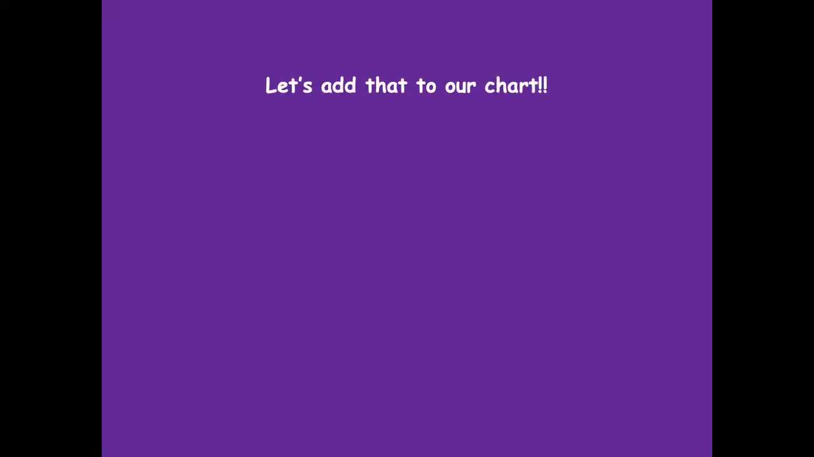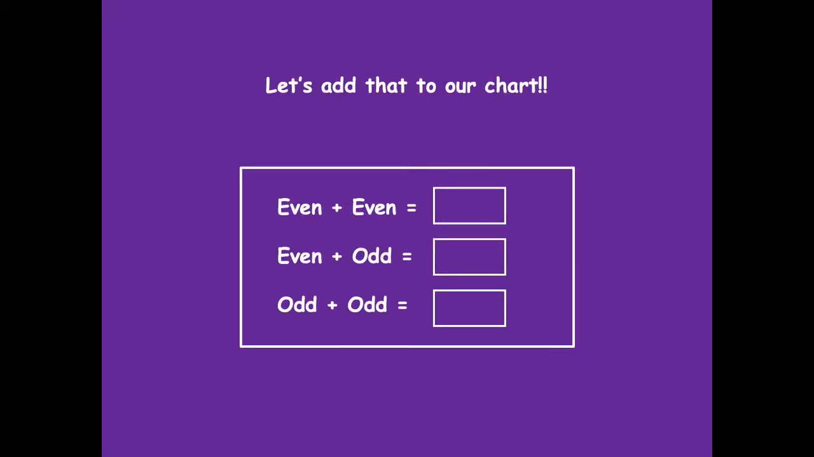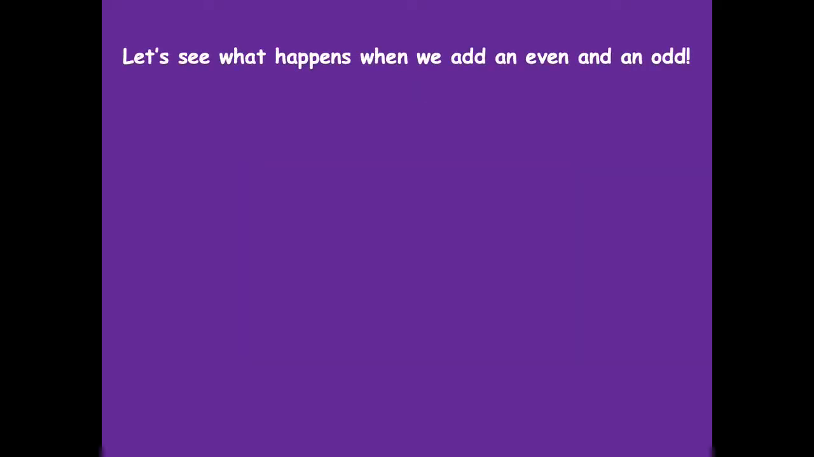So let's add that to our chart. We're going to come back to our chart here. So we just did even plus even, and we found out that that equals even. So anytime, friends, no matter how big the number is, anytime you add an even number plus an even number, it's going to equal an even number. Okay, so now let's investigate our even and odd. Let's see what happens when we add an even and an odd.